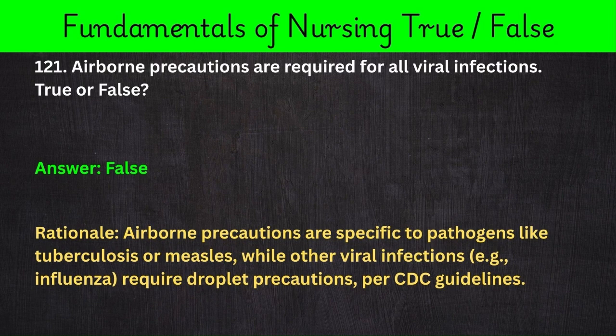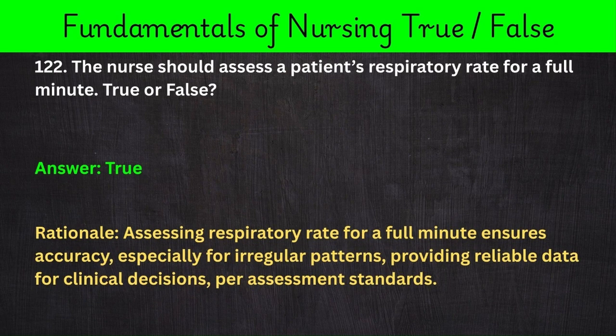122. The nurse should assess a patient's respiratory rate for a full minute. True or false? Answer: True. Rationale: Assessing respiratory rate for a full minute ensures accuracy, especially for irregular patterns, providing reliable data for clinical decisions per assessment standards.